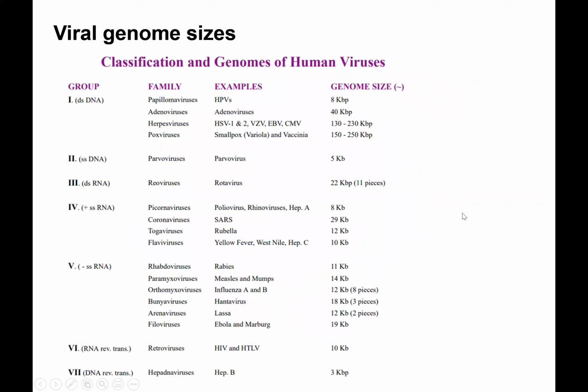So I just wanted to give you a feel for the different classes and remind you that there are different types of virus genomes. So from DNA to RNA, there can be single-stranded or double-stranded RNA and DNA genomes, and that the genome size varies quite a bit.